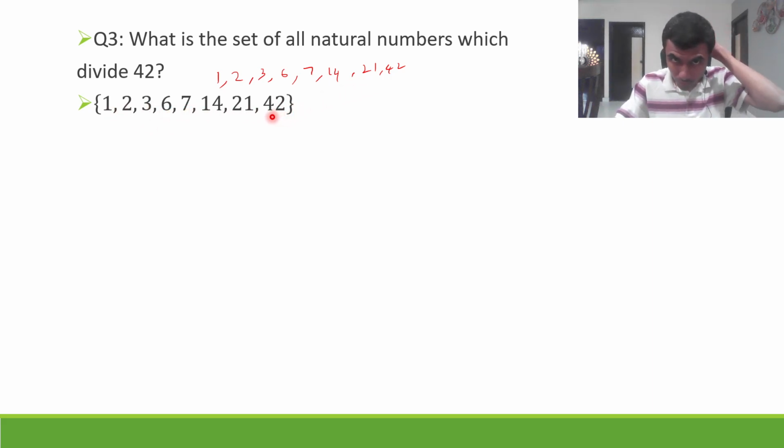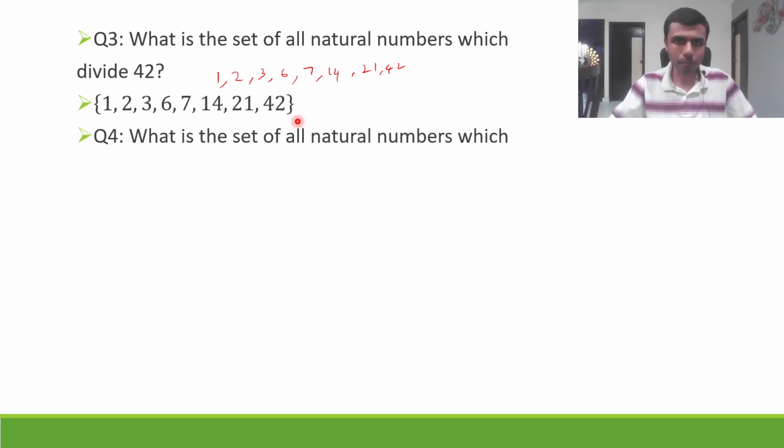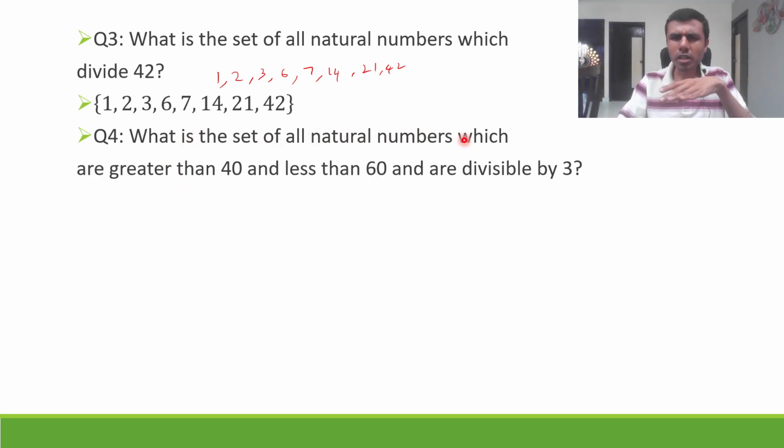Fine. So the set of all natural numbers. Hope you got it correct. Next question. What is the set of all natural numbers which are greater than 40 and less than 60 and are divisible by 3? Chalo, pause the video and think.